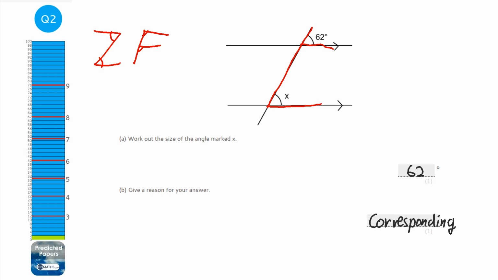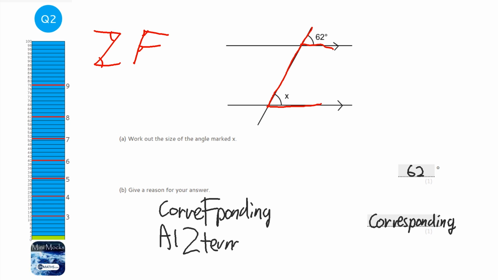Now I always got corresponding and alternate mixed up. So I don't know whether this will help you, but I always think of the letter F in corresponding, and the letter Z in alternate. Please don't spell it that way, but I just literally bung the letter into the word and I've never got them muddled up since. So that might help you.